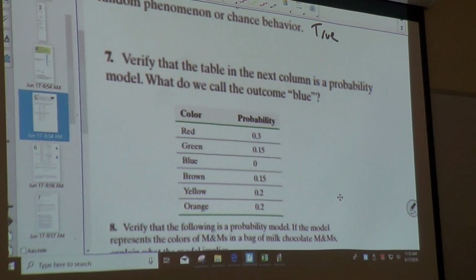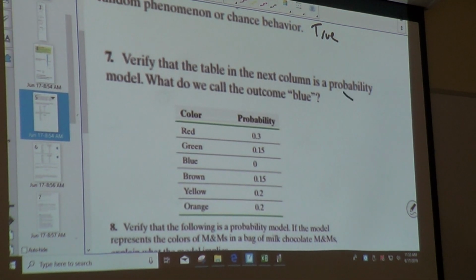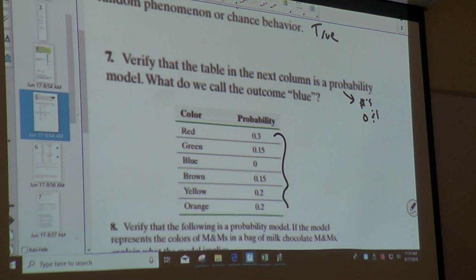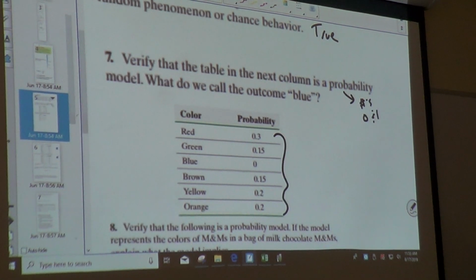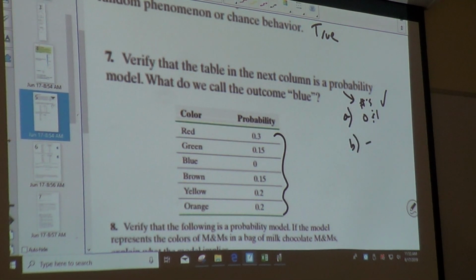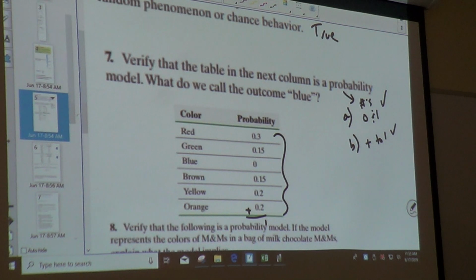So first we have to verify that it is a probability model. So my numbers have to be between 0 and 1? Are all of those numbers between 0 and 1? Check. Part 2 is they have to add up to 1. So if I add up all those numbers, does it equal 1? Check. So it is a probability model.